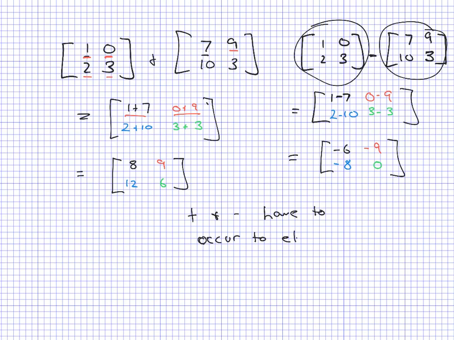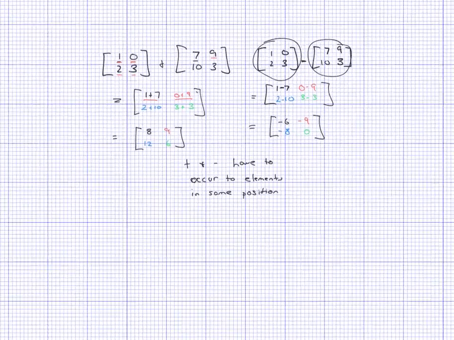To elements in the same position. That's pretty straightforward to remember. The only thing you need to think carefully about when doing this is that sometimes you'll come across matrices which are different sizes. So you might have a 3, 1, and you're trying to subtract something that looks like this.